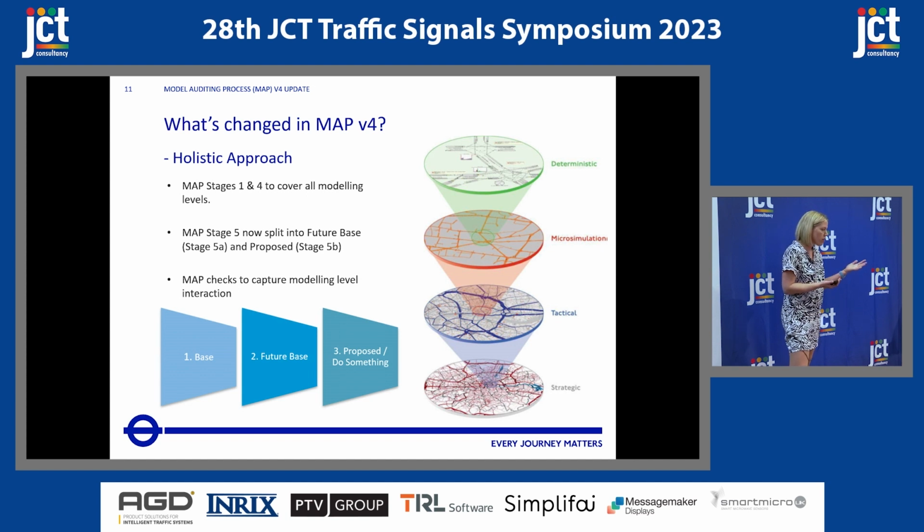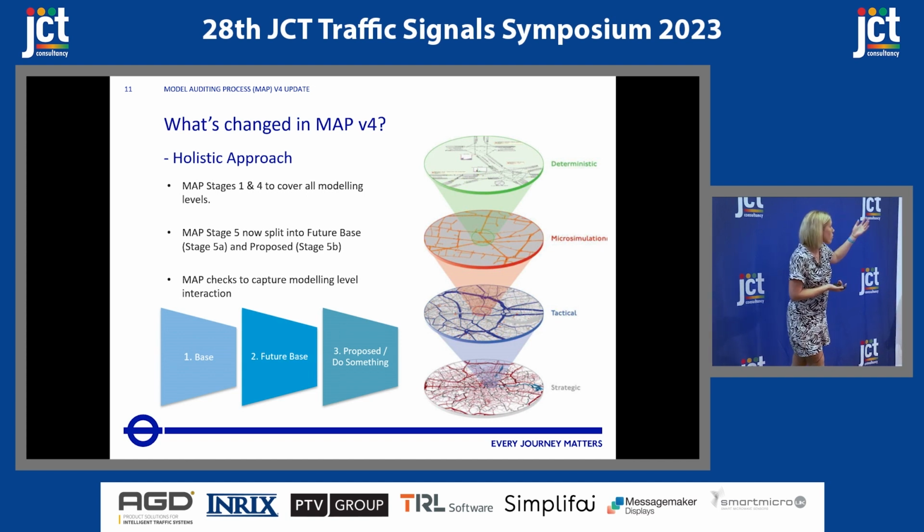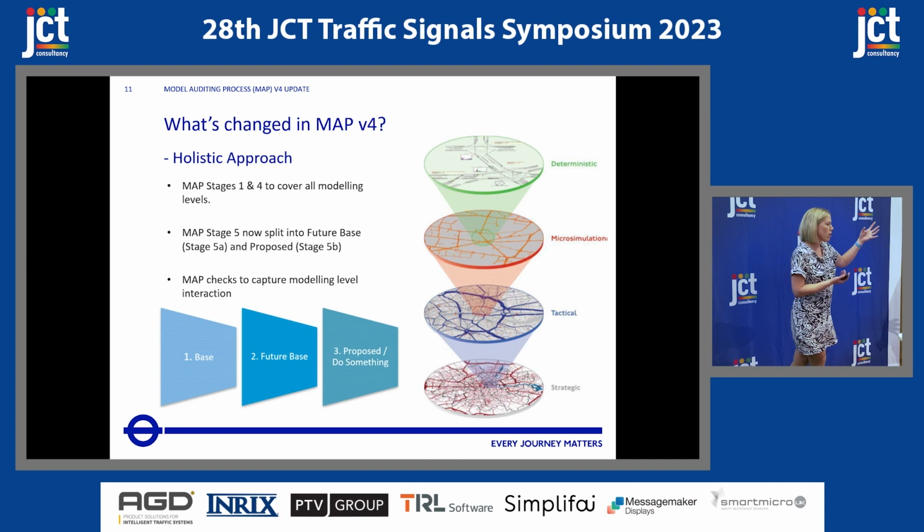Quite often, we've found in our schemes, you can't always look at one model on its own. You get interactions between the different modelling levels. So from deterministic modelling, you might get optimised signal timings, which then feed into both your microsimulation model and your tactical models. And your tactical model might then feed reassigned traffic flows and routes back into the other modelling software. And there might be iterations between the two. That was something that wasn't explicitly captured before.